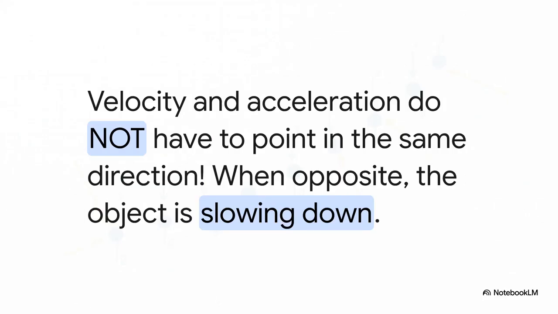And that's the big aha moment. Velocity and acceleration do not have to point in the same direction. When they point in opposite directions, it just means the object is slowing down. It's just like when you hit the brakes in a car. Your velocity is forward, but your acceleration is backward. It's the exact same idea.